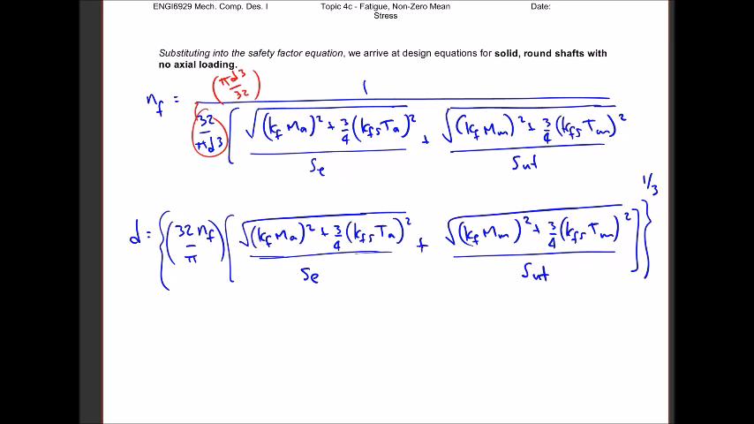So the thing about this equation, though, you still are probably going to need to do some iteration. The SE corrected is going to be a function of the diameter through the size factor, and these stress concentration factors, Kf and Kfs, they're going to be dependent on the diameter as well. So you'll need to maybe guess values of size factor and stress concentration factors up front. Solve for D. Use that D to update the stress concentration factors and the size factor. Resolve for D. Check the new values of Kf, Kfs, and SE until you achieve convergence.